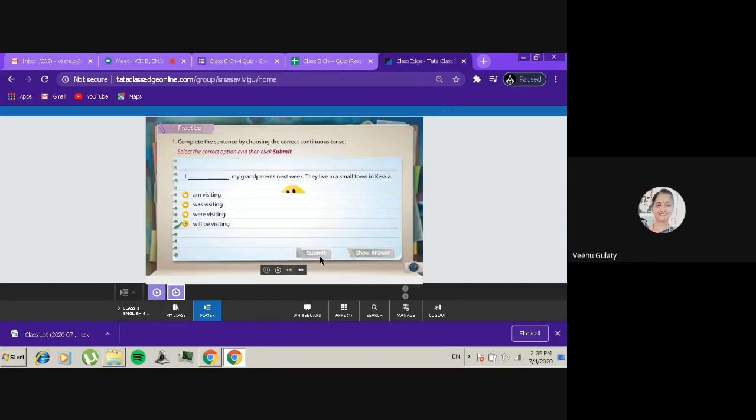Future continuous. Excellent. The future continuous form will be visiting is used to indicate that the action of the speaker, who will be going to Kerala to meet his or her grandparents, will take place at a point in the future, that is, next week. Next week means it still has to come.